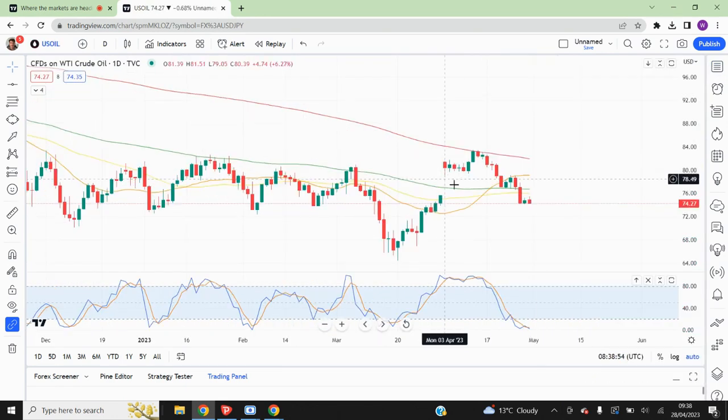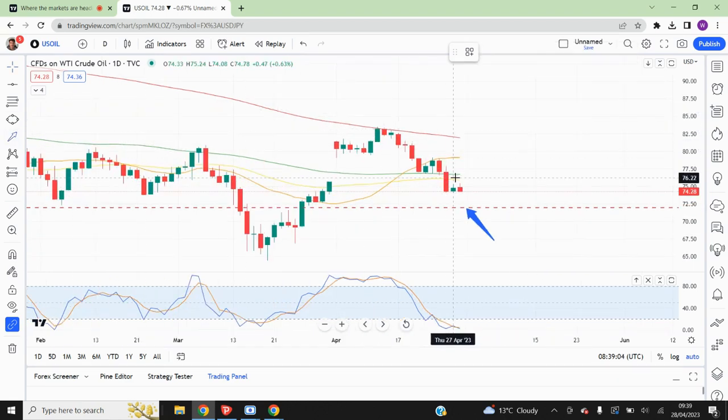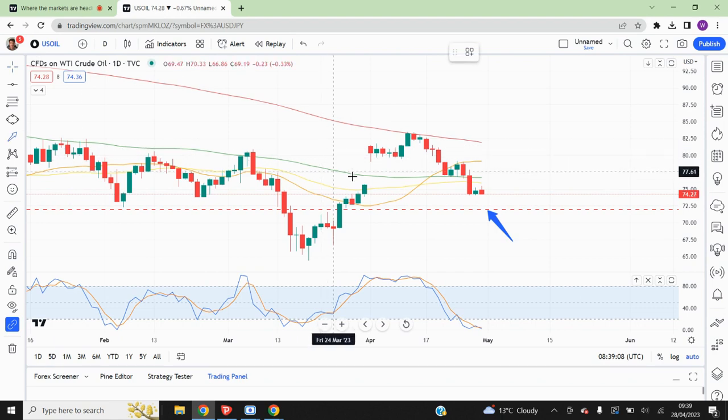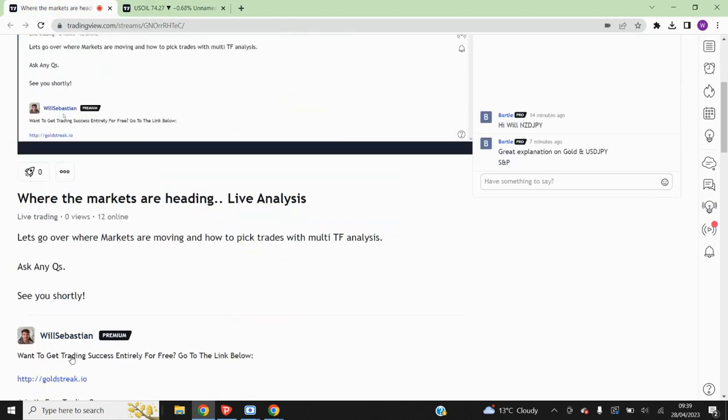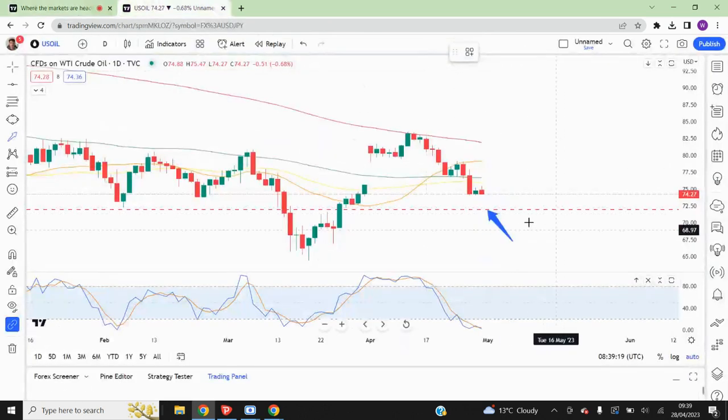So oil, I think what will happen is you're going to trickle a bit lower. I've called this a few times at this area. Around here is ideal for me. And the reason why is because you can see, and I've said, if you're following me, if you take the step and get the right training, like it says under the video, at goldstreak.io, you'll get access to these things.